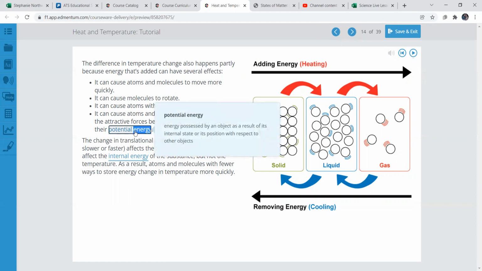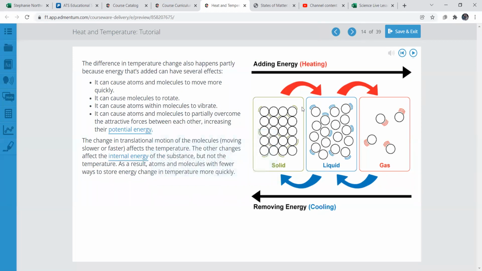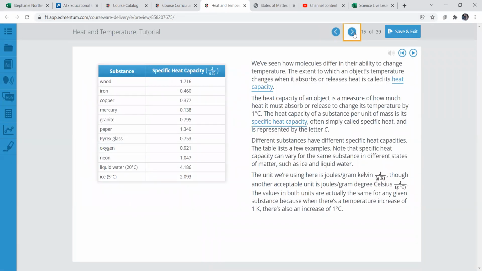Potential energy: energy possessed by an object as a result of its internal state or its position with respect to other objects. Internal energy: all energy possessed by the particles within an object, not counting energy possessed by objects as a whole, okay? So this is just showing again solid, liquid, gas, how it goes back and forth between the states.